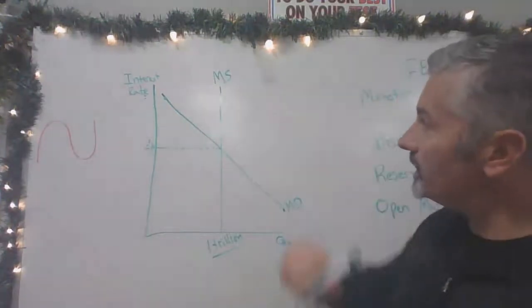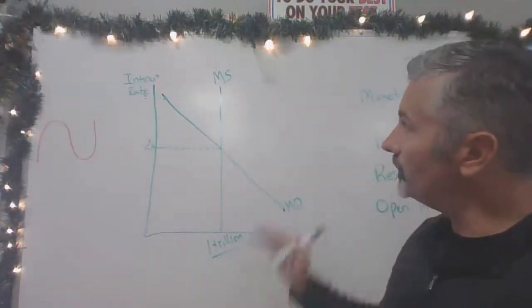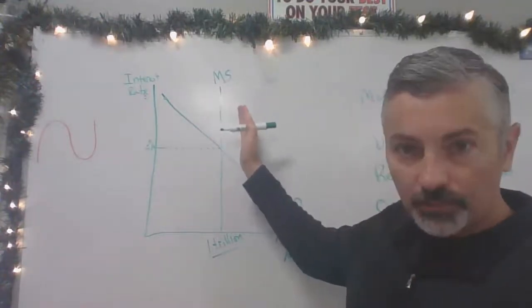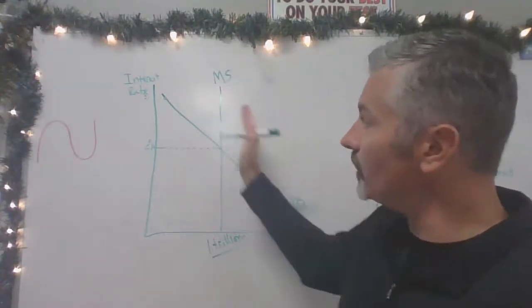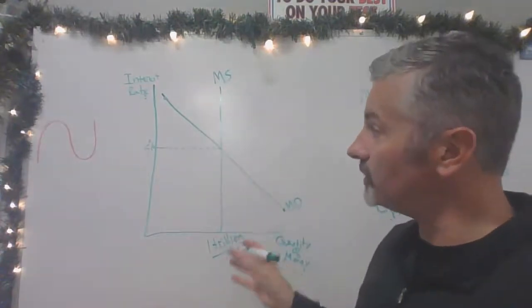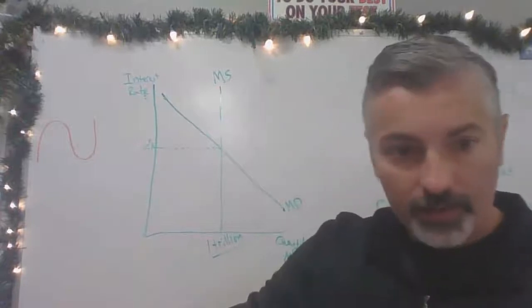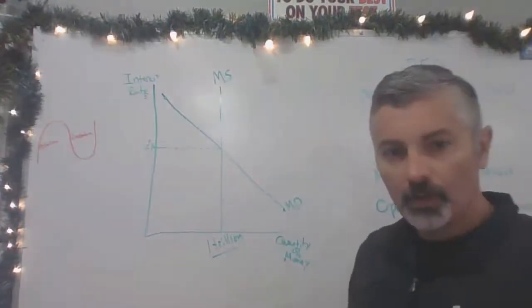So what does the Federal Reserve do? The Federal Reserve influences the shifting of the money supply, right? They either increase it or they decrease it. And they do that depending on where we are in the business cycle and what they want to do. All right, so let's look at an example.